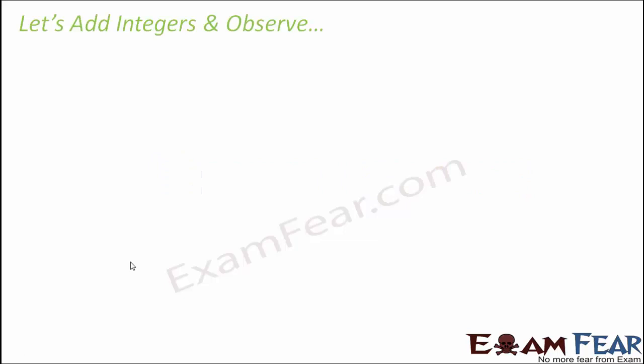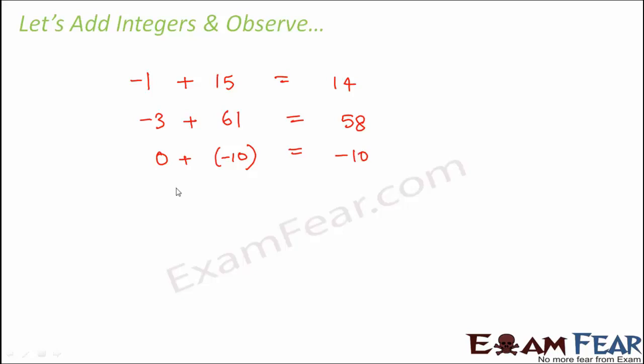So what is closure property? It talks about what happens when we add integers. Do we always get integers, or sometimes we also get numbers which are not integers? Let us add and see. Randomly pick up any integer. Let's say -1 is an integer plus 15 is another integer. So this is 14. You add -3 to 61, you get 58. You add 0 to -10, you get -10. You add -10 to -3, you again get -13.